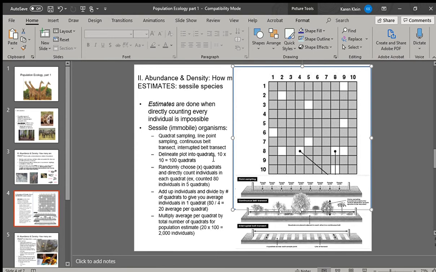So delineate the plot into quadrats. You randomly choose how many plots. Let's say we're going to choose 5 different quadrats to count them up. You count 80 individuals in 5 quadrats. You add up the individuals and divide by the number of quadrats.